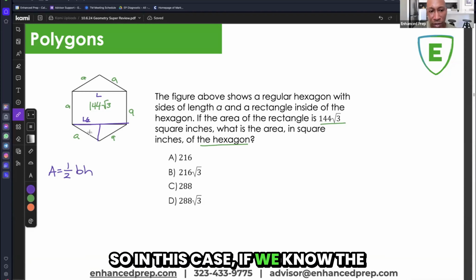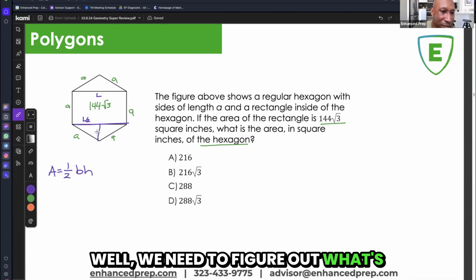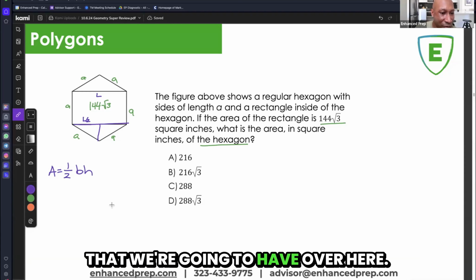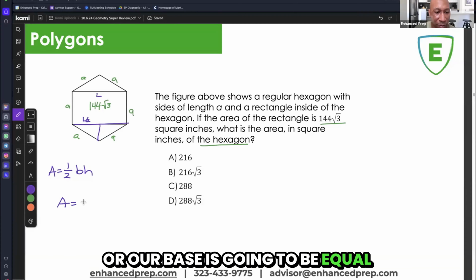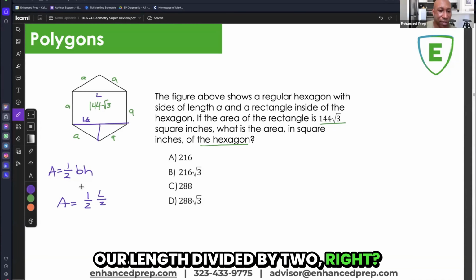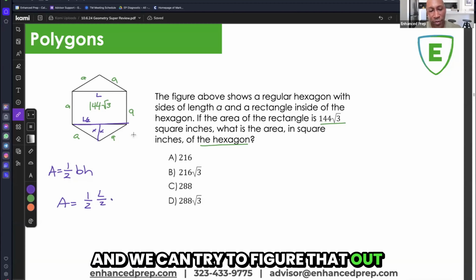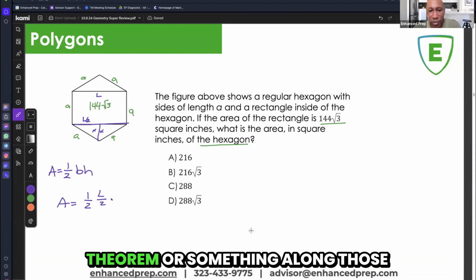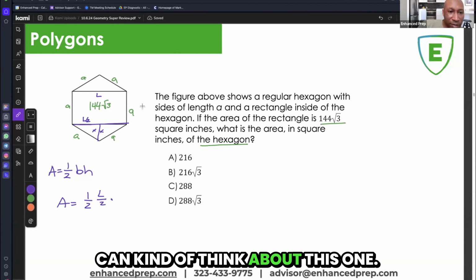So in this case, if we know the area of this one, what's it going to be? Well, we need to figure out the different values that we're going to have over here. If we think about our area, our base is going to be equal to our length divided by 2, and then our height is going to be our x. We could try to figure that out using some type of Pythagorean theorem or something along those lines. So that'd be one way that we can think about this one.